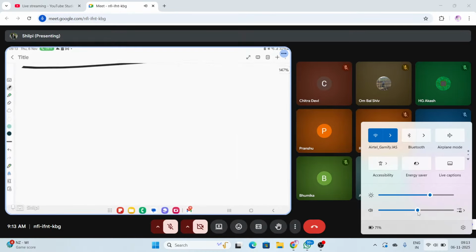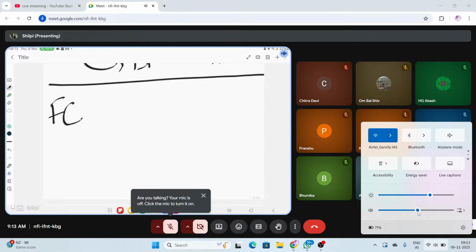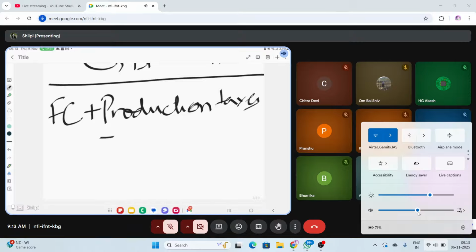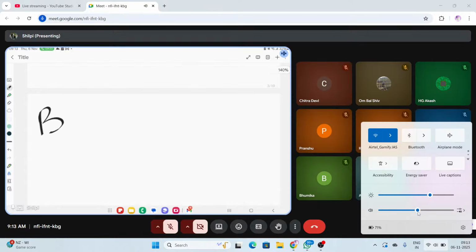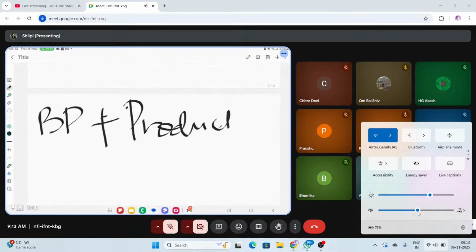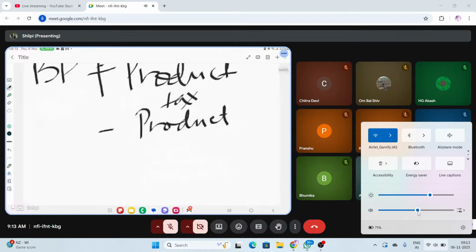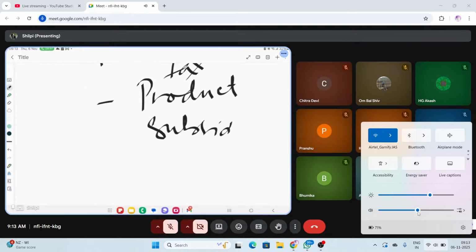Yeah, I'll just write it again. To go from factor cost to basic price, you just add the production taxes minus the production subsidies. You get the basic price. And to go from basic price to market price, you just add the product tax minus the product subsidy. And you get what is known as market price.